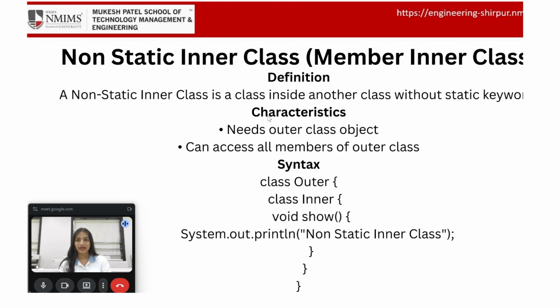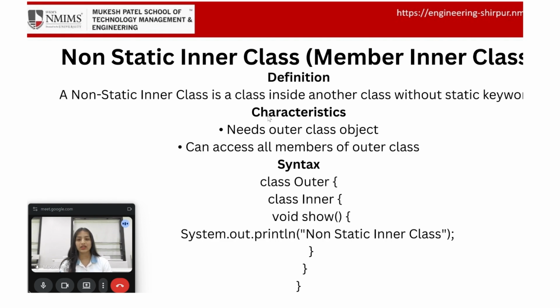Then we have the second type, which is non-static inner class. A non-static inner class is a class inside another class without the static keyword. So this type of inner class is declared without the static keyword. Unlike the static inner class, this type requires an object of the outer class to be created first.